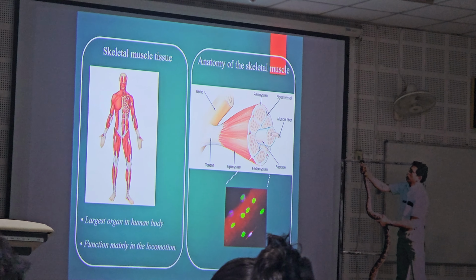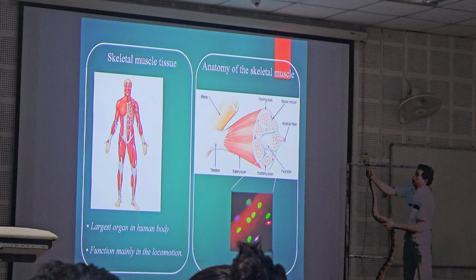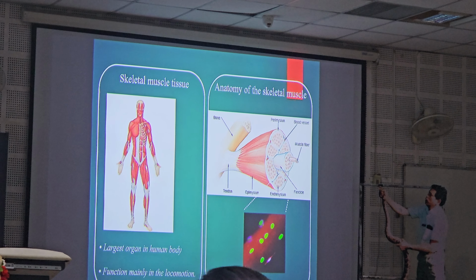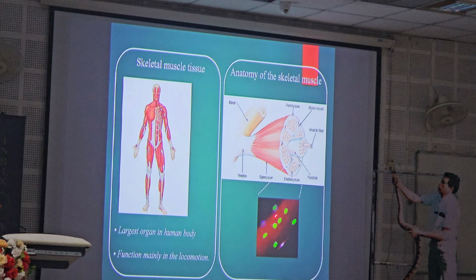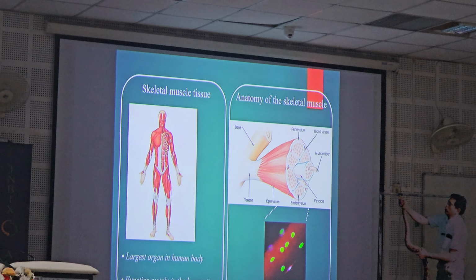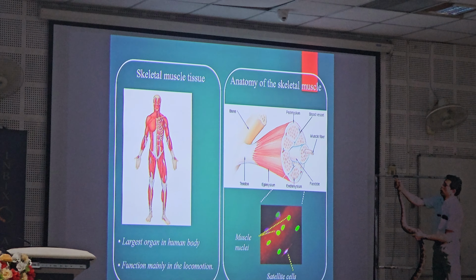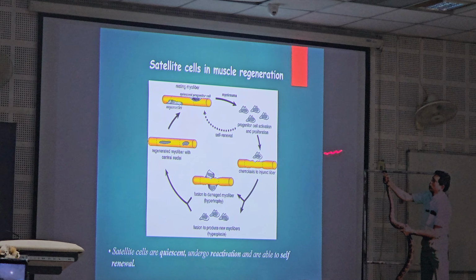And if you look more carefully, these muscle fibers will have undifferentiated cells called satellite cells. These satellite cells form during muscle fiber formation, but they remain undifferentiated and quiescent, and during injury or traumatic effect to the muscle tissue, they undergo proliferation.